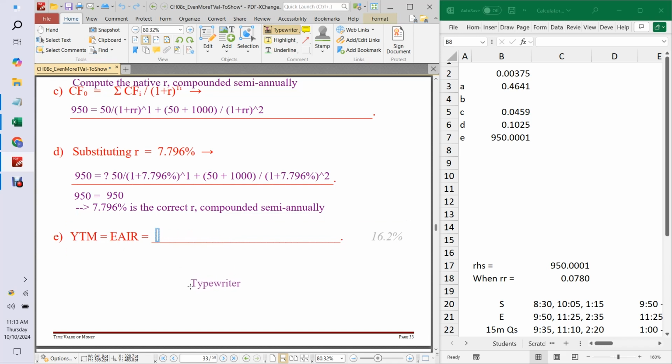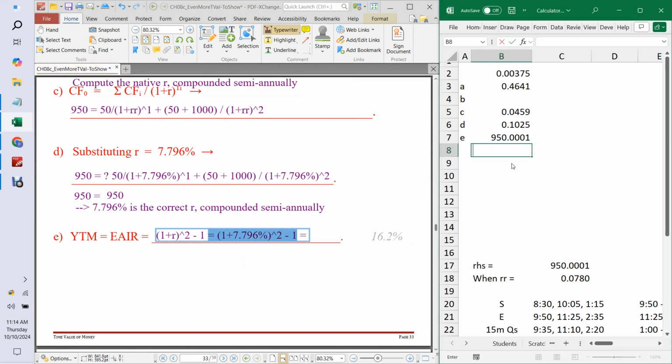And now we can get our YTM. Yield to maturity is just the same as EAIR, so that's 1 plus R to the 2, in this case, minus 1, and that gives us 1 plus 7.796% raised to the 2 minus 1. And I'm going to plug that in again, because as they say, don't trust and definitely verify, blammo. And I get 16.2%.